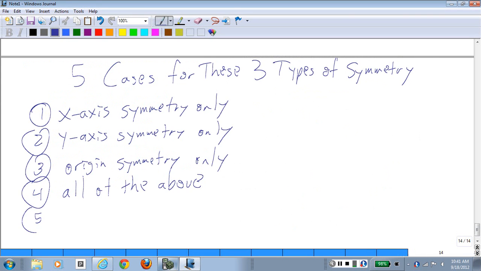And what's the fifth possibility? None of the above. Just draw random squigglies, and chances are it will have none of these three types of symmetry. We'll begin with that example 1 next time and actually test these equations and see which ones have graphs that have symmetry and which ones have graphs without symmetry. If so, which types of symmetry?